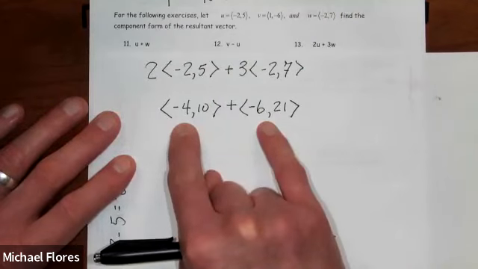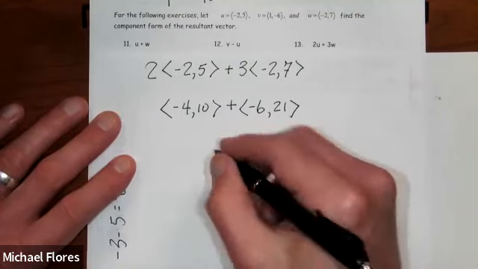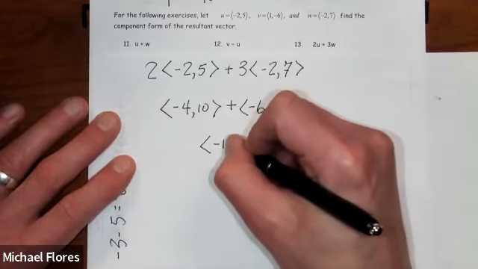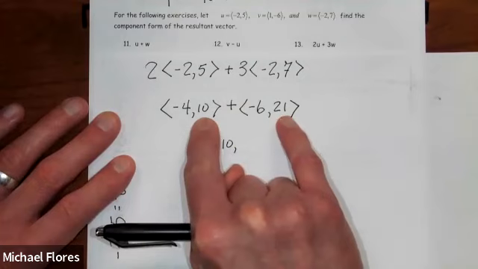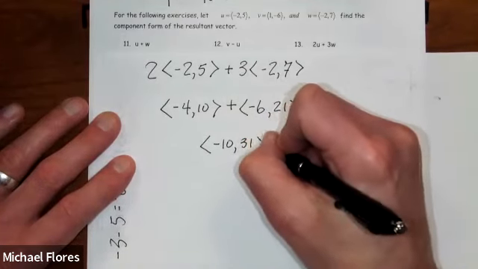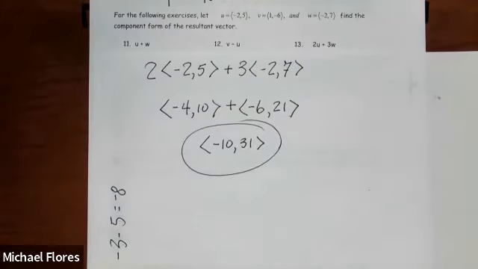Okay, add your x terms with the other x term. So -4 plus -6. And then 10 plus 21. And we now have the resultant.